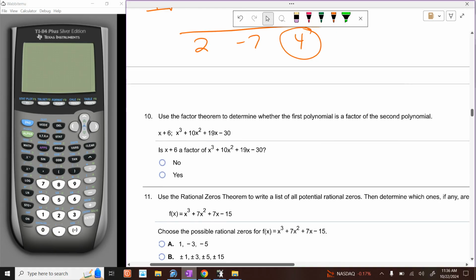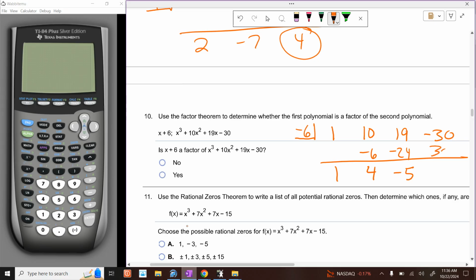Factor theorem. Is 6 a factor of this? Well, actually, we're checking if negative 6 is a factor, because x plus 6 gives us negative 6 as a root. So is negative 6 a factor of this? Well, you go 1, 10, 19, negative 30. 1, negative 6, 4, negative 24, negative 5, 30, 0. If you get a 0, is it a factor? Yes, it is.